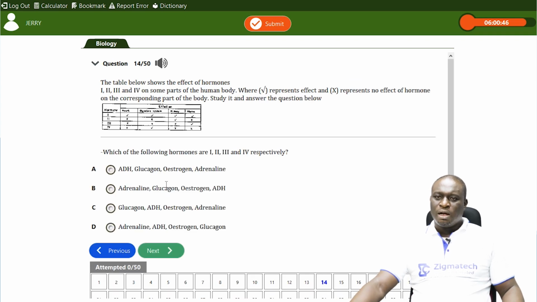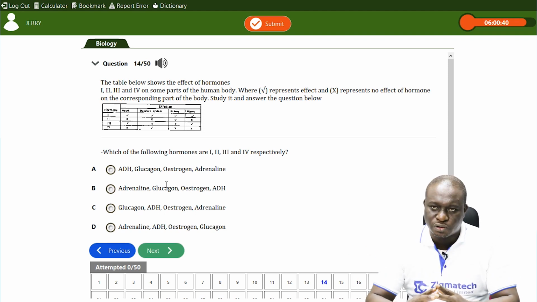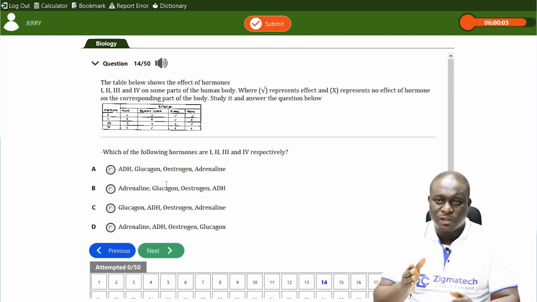Next, we have a table here. They said the table below shows the effects of hormones Roman figure 1, Roman figure 2, 3, and 4 on some parts of the human body. Where they tick good represents effect, and where they tick bad represents no effect of the hormone on the corresponding part of the body. So study it and answer the questions below. Now, the table is actually a bit small, but if you could see it, I believe you will agree with me on the effects of the hormones, where you have the Roman figures.